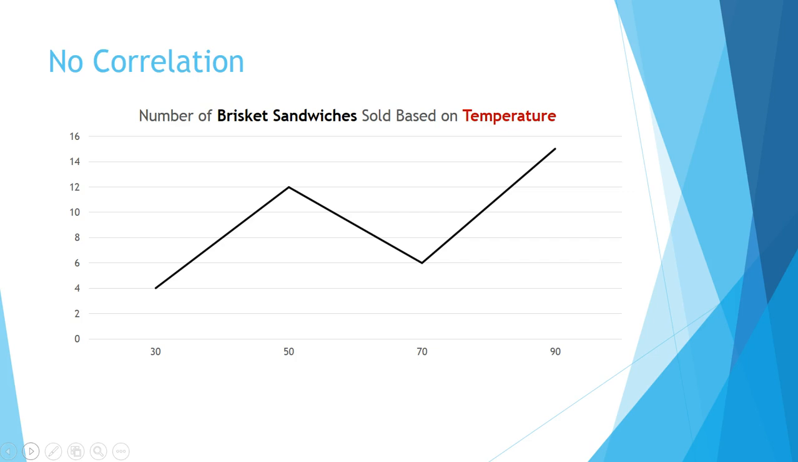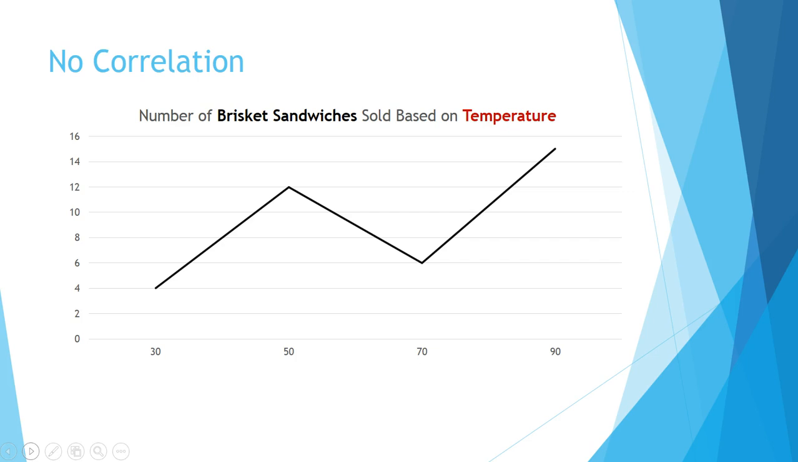Next, you have no correlation. So in this example, I used Dr. Al McDash's favorite brisket sandwich, and it's sold at different amounts regardless of the temperature. Everybody wants a brisket sandwich year-round.